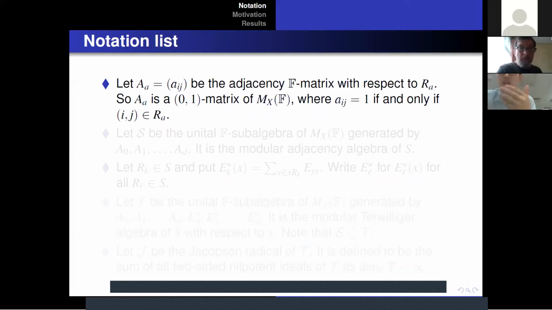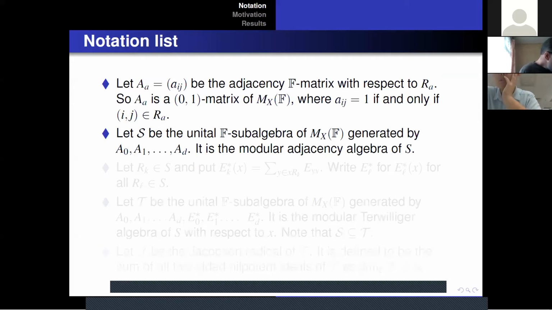Continuing, I want to introduce other notation. Consider Ai. Let Ai be the adjacency F matrix with respect to the relation Ri. So Ai is a 0-1 matrix of MX(F), where the (i, j) entry is 1 if and only if the pair (i, j) is in Ri. Then we can define some algebras. Let S be the unital F subalgebra of MX(F) generated by A0, A1 to Ad. It's called the modular adjacency algebra of S.